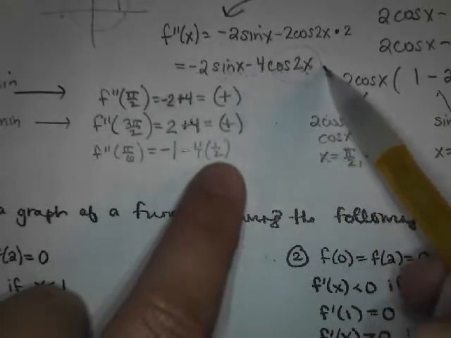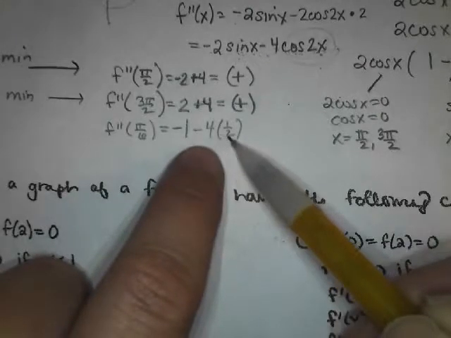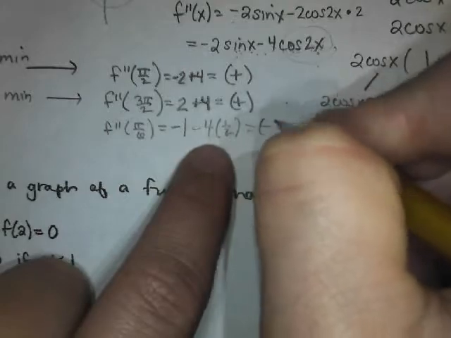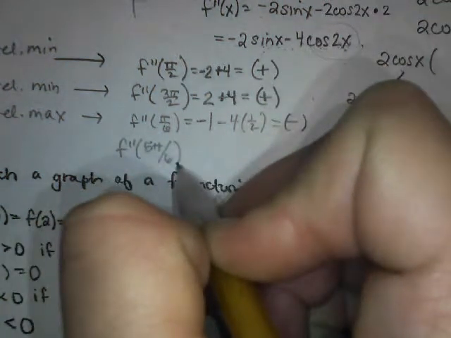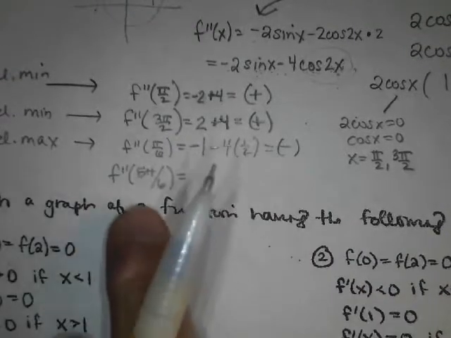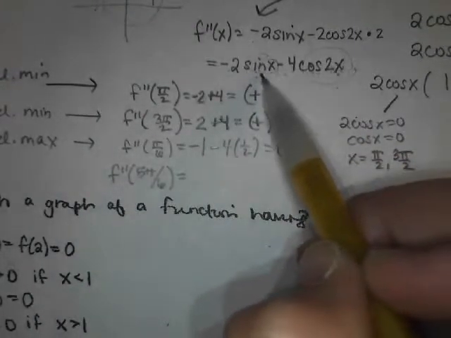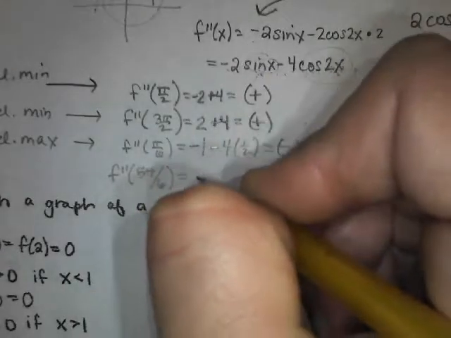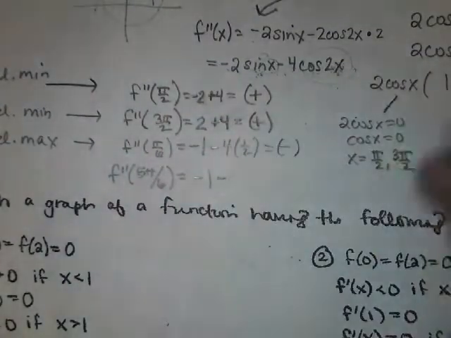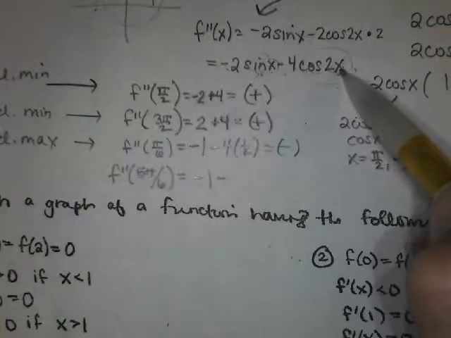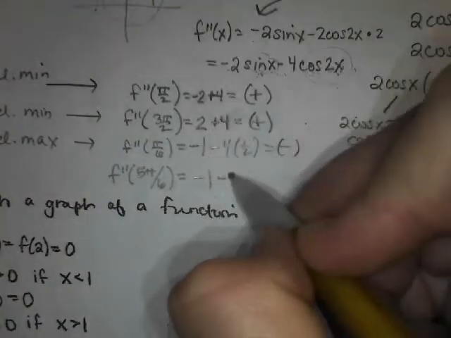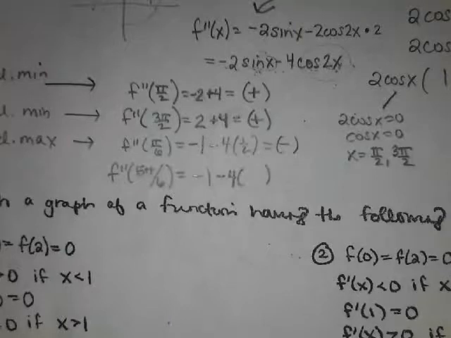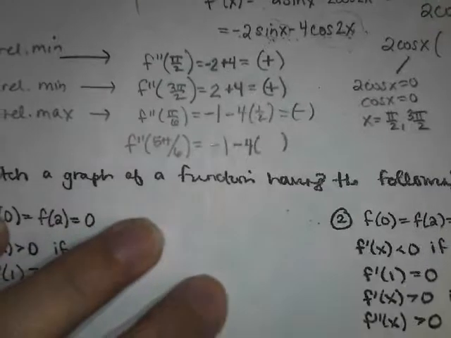And then f double prime of 5 pi over 6. Keep careful, we're in the second quadrant here. The sine of pi over 6, though, in the second quadrant is still plus, so that would be a 1 half times negative 2 still. 2 times 5 pi over 6 is going to turn into 10 pi over 6. 10 pi over 6 is going to reduce to 5 pi over 3. 5 pi over 3 is in the fourth quadrant. What is cosine in the fourth quadrant? Positive. So it's going to be minus 4 times positive. And what is the cosine of pi over 3? Because that's our reference angle. 1/2 again. So negative 1 minus 2 again will be negative, and that's a relative max. That was a doozy.